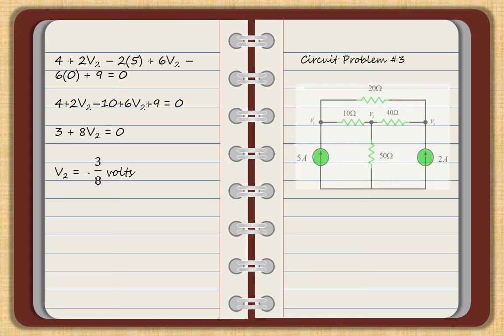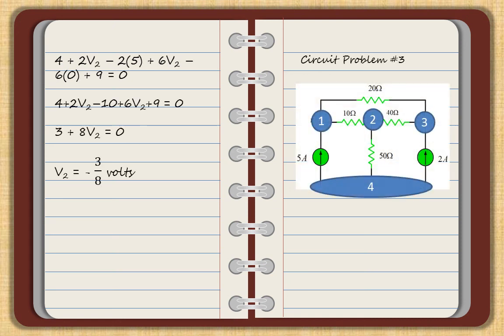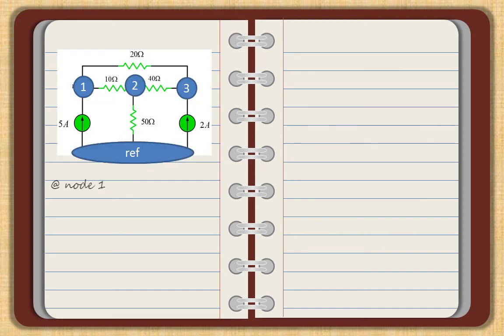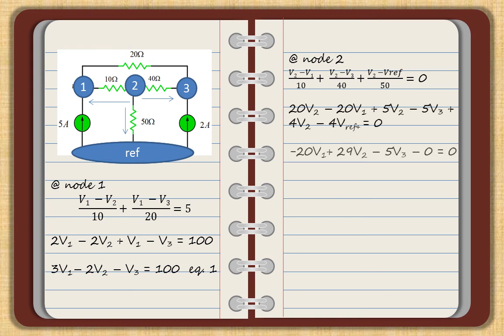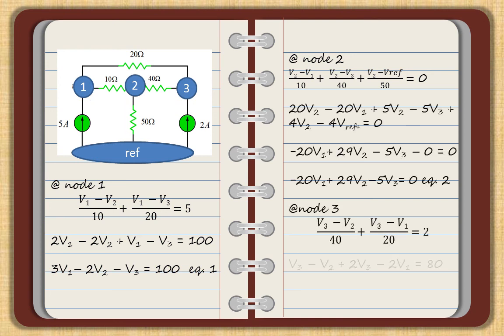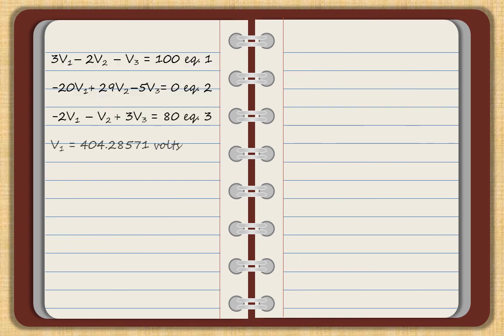To further simplify the equation, let's substitute the values. So here is the circuit again, and at node 1, we have V3.